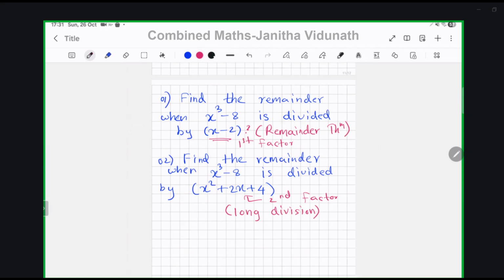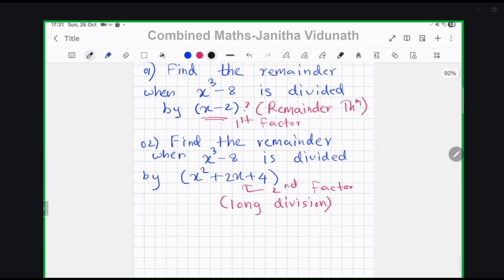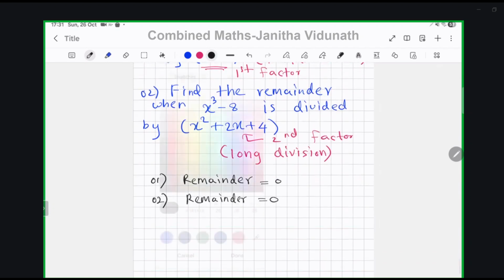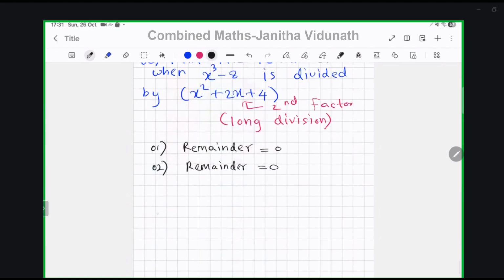Okay. All the students got the correct answers. For the first one, the remainder is 0. For the second one, the remainder is also 0. Now let's try another example. Let's say we have a polynomial x square plus 5x plus 6. Now you all already know the factors of this: x plus 2 and x plus 3.